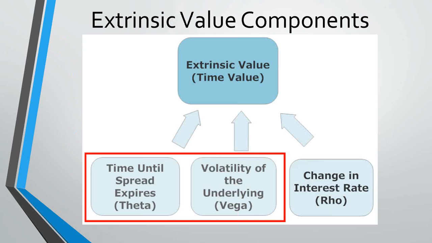So, take one slide back and go back into extrinsic value again, which we said is time value. Well, what goes into the time value? A few things: the time until the spread expires, which is theta, as we just mentioned on the prior page, and the volatility of the underlying, which is Vega. By the way, also changes in the interest rate, which is rho, but again, we grade that out because that's not something that we need to cover in the short-term world of Nadex spreads. So time until spread expires, theta, and volatility of the underlying, Vega, those two components go into deciding what the extrinsic value of the particular option is.